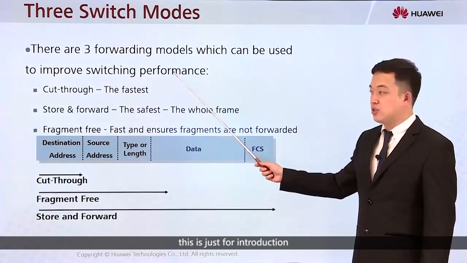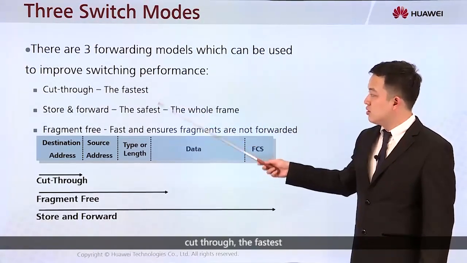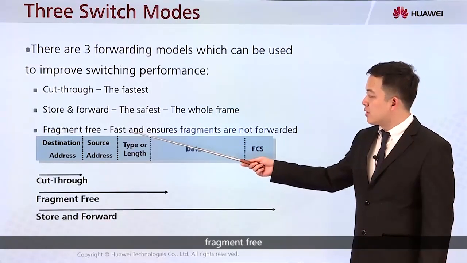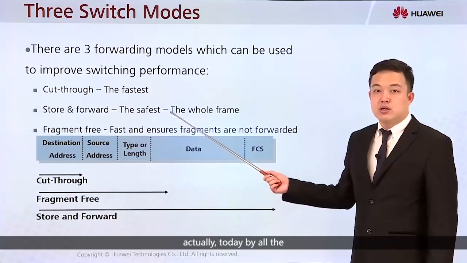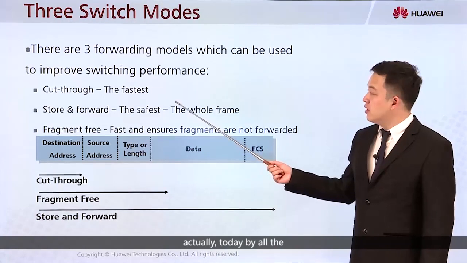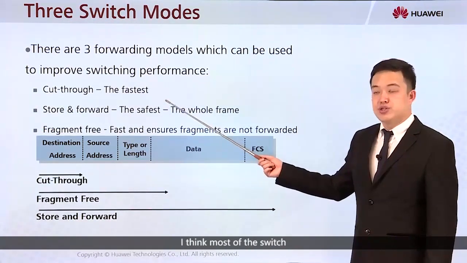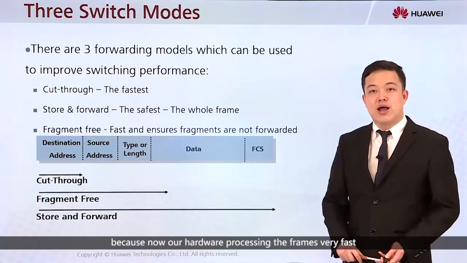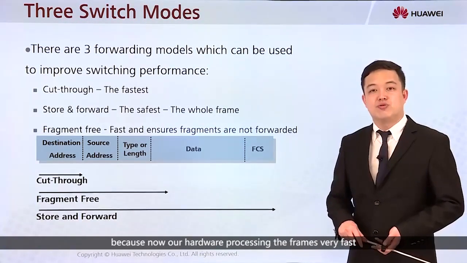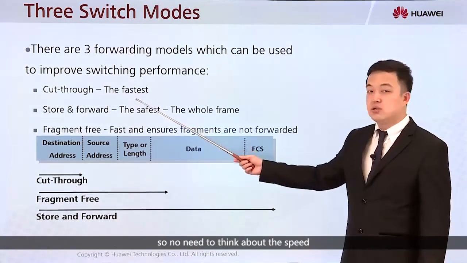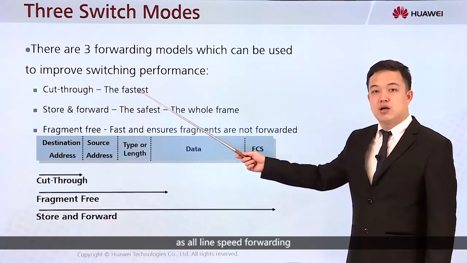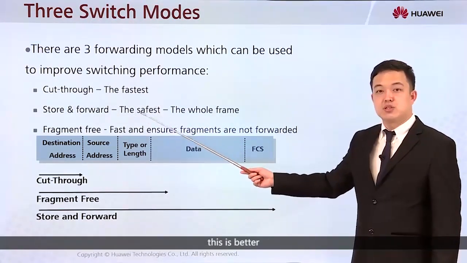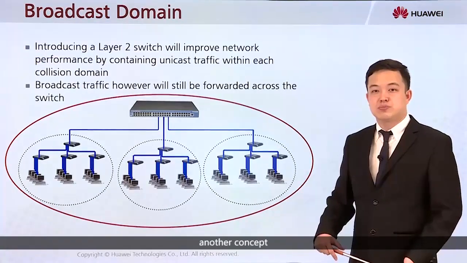There are 3 switch modes. This is just for introduction. Cut-through is the fastest. Store-and-forward is the safest. Fragment-free is the third. Actually, today I think most switches run in store-and-forward mode, because our hardware now processes frames very fast, so there is no need to think about the speed. It's all line-speed forwarding. So this one is safer. This is better.